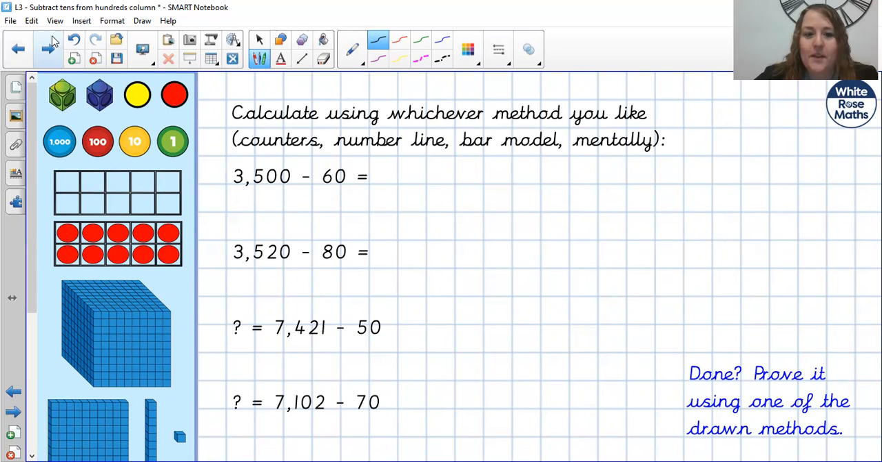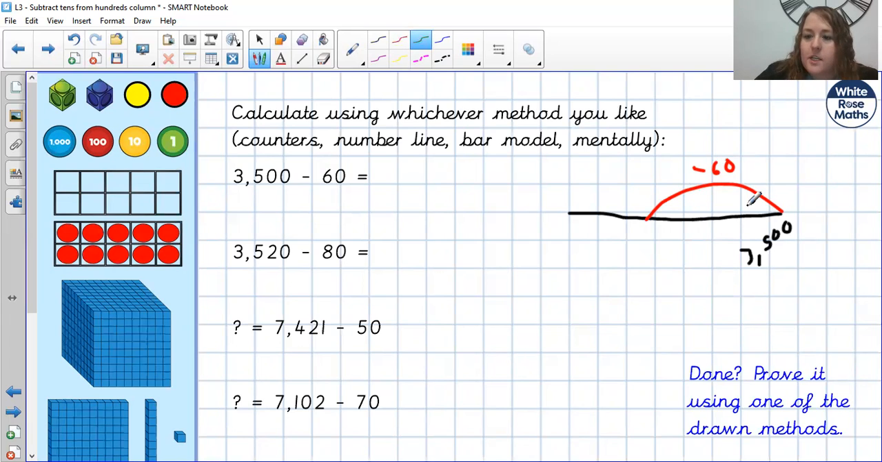Okay, well done for having a go at those. Let's have a go at the answers. So again, I'm going to draw a bar, not a bar model, a number line to help us. And I'm going to put 3,500 on the furthest side. And I need to be subtracting 60.